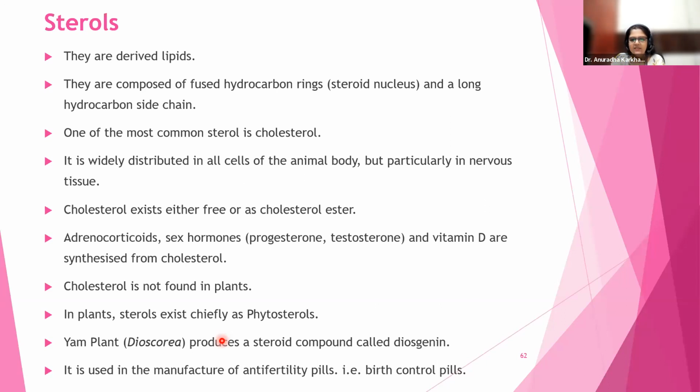This particular thing, this diosgenin जो है ना, it is used in anti-fertility pills. That is, they are used as birth control pills. Okay. So these sterols are also important. These are derived lipids.